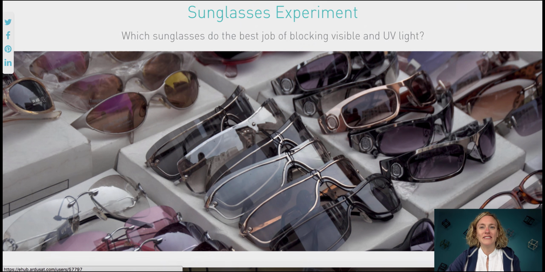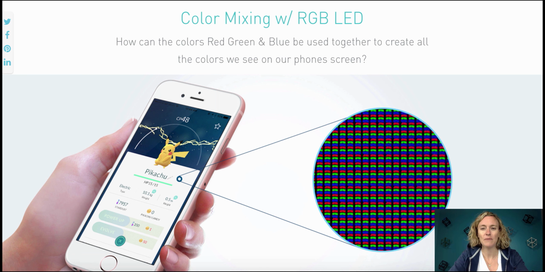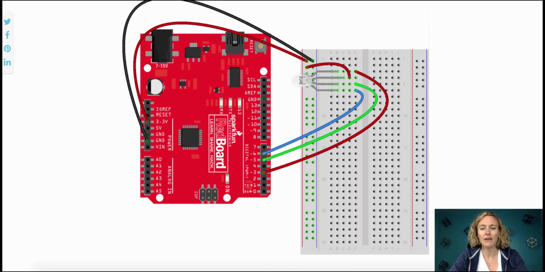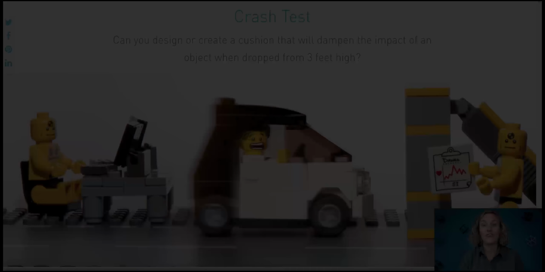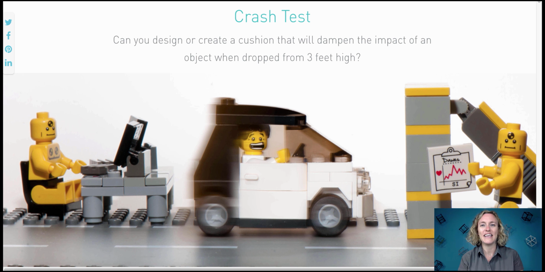the most UV rays. The experiment titled Color Mixing with RGB LED has the students wiring up a red, green, blue LED and experimenting with different ratios of red, green, and blue to see what colors they produce. Crash Test has the students designing a cushion that will dampen the impact of an object when dropped from 3 feet high. The students will collect G-force data from the accelerometer sensor and use it to tell them whether or not their cushion was effective.